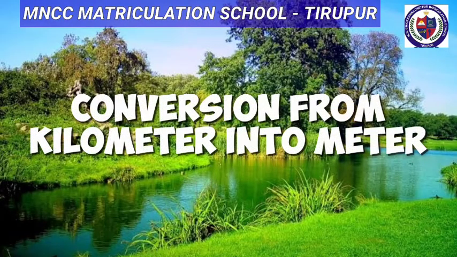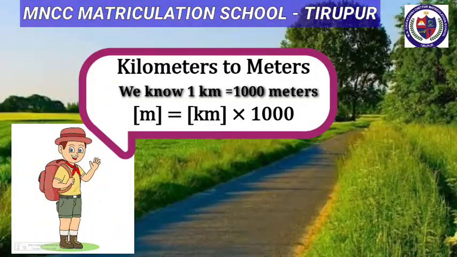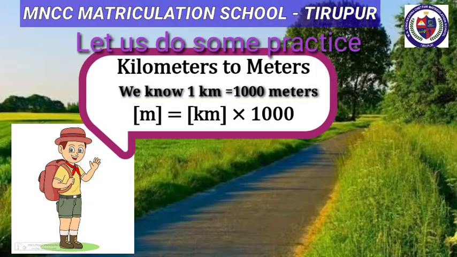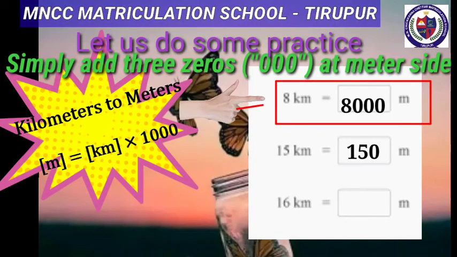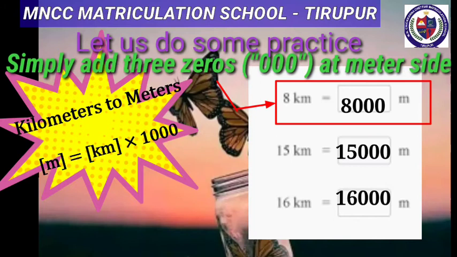Conversion of kilometer into meter. Let us do some practice. To get meter, we multiply the given kilometer by 1000. For example, here 8 kilometer is given, which is converted into meter. We multiply 8 by 1000 and we get 8000, or else simply add 3 zeros after 8, and we also get 8000.